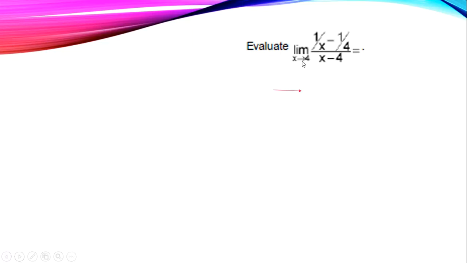Evaluate the limit as x approaches 4. Always, the first step is to try to simplify this as much as possible. So let's start with the numerator. We have two fractions in the numerator, so we're going to combine these two fractions by finding a common denominator. So my common denominator is 4x.